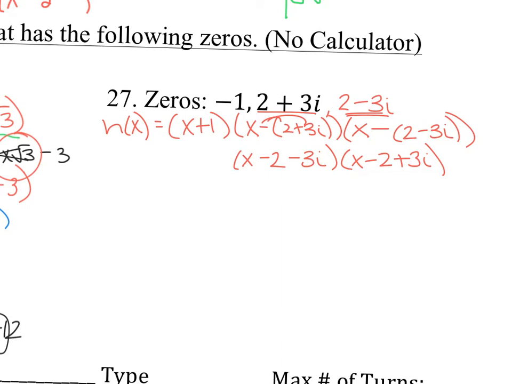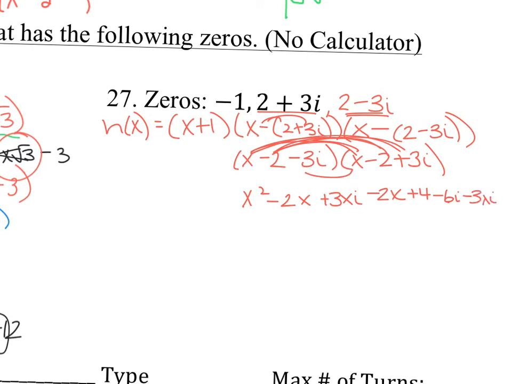So now I'm going to triple distribute all of this stuff. So x times x is x squared, negative 2x plus 3xi. Here, negative 2 times x is negative 2x. Negative 2 times negative 2 is positive 4. Negative 2 times 3i is negative 6i. So now I have negative 3xi, and then I have positive 6i, and then I have negative 9i squared.